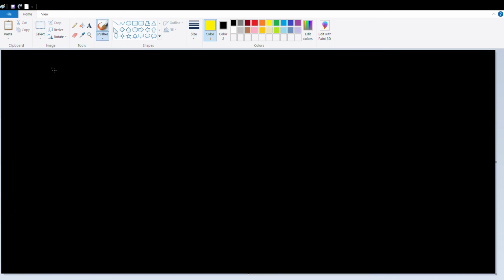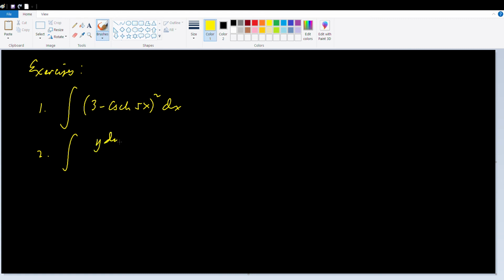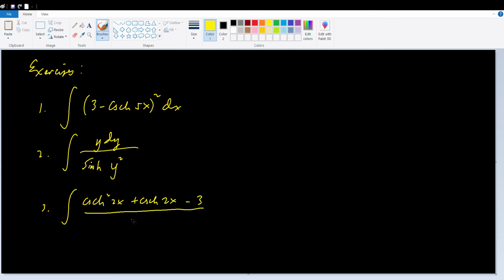So, you work on the following integrals. You evaluate the integral of the quantity 3 minus hyperbolic cosecant of 5x, squared, dx, the integral of y dy over hyperbolic sine of y squared, and the integral of hyperbolic cosecant squared 2x plus hyperbolic cosecant 2x minus 3, all over hyperbolic tangent of 2x dx. So work on this, and then I'll be back after 15 minutes.